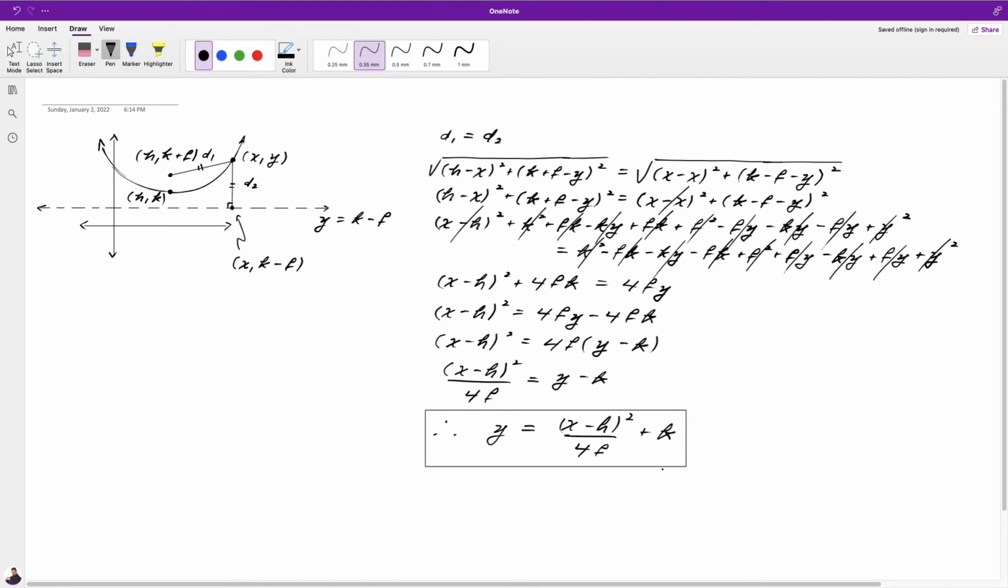That is a general formula. If you have this value f, notice it's shifted to the right by h, and it's shifted up by k. That's, I suppose, what we would expect it to be. So if it were centered at the origin, it would just be x squared over 4f. Very good. Now you know how that works.